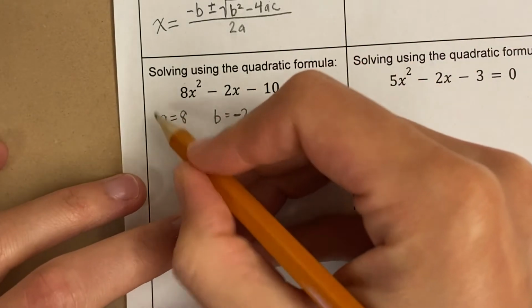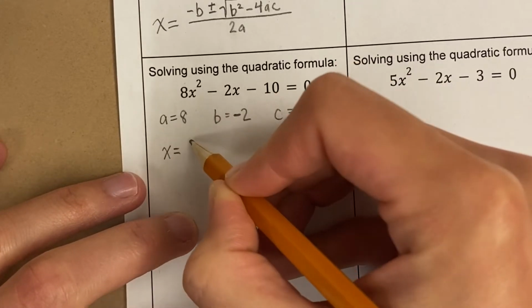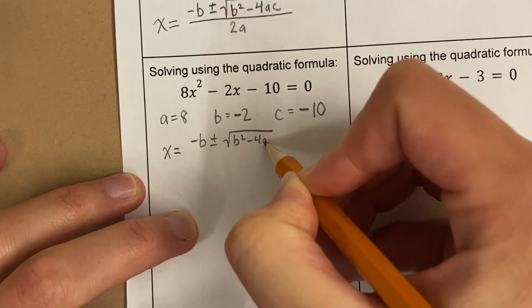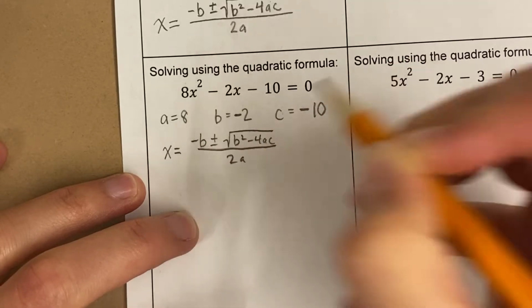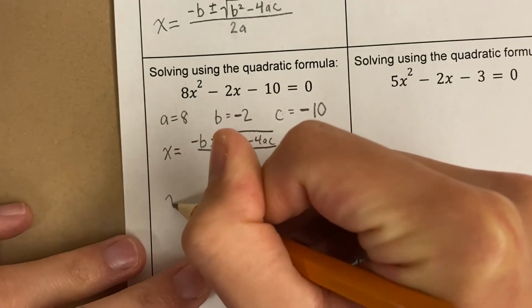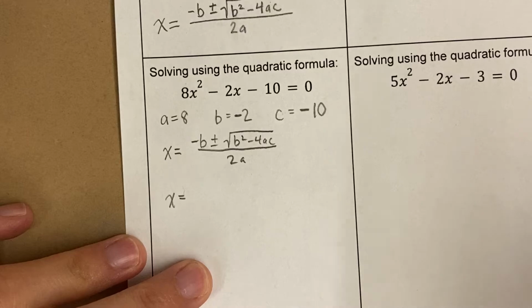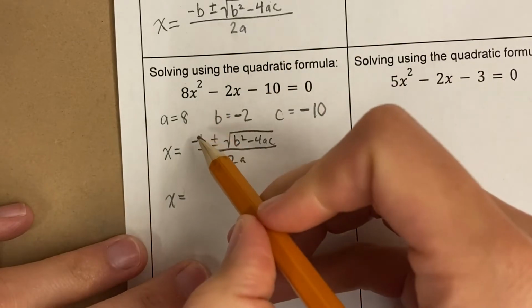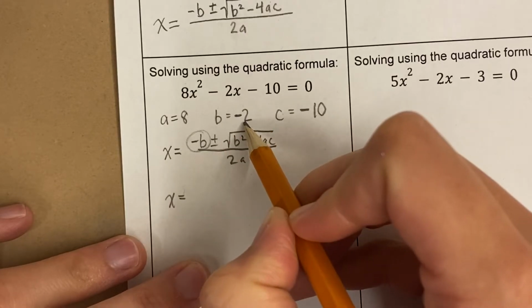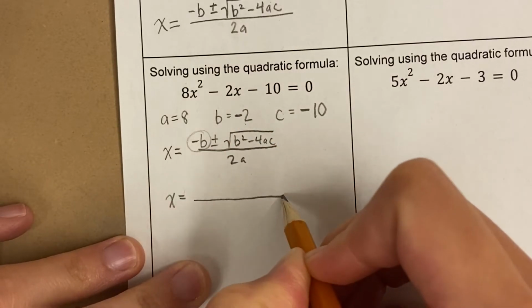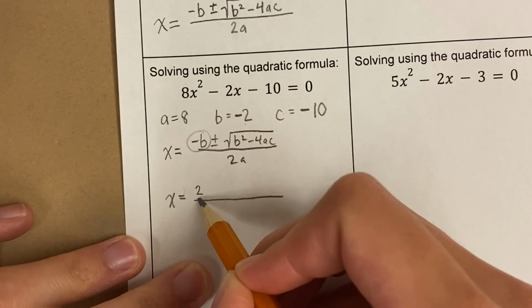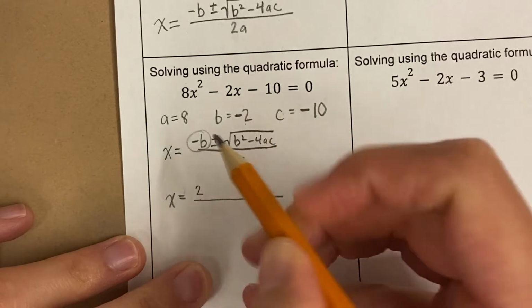Okay, next step, you're going to write the quadratic formula. Opposite of b, plus or minus square root of b squared minus 4ac, all over 2a. Okay, now you're going to plug in. Here we go. The first step is the one where people make the most mistakes. This is opposite of b. B is negative 2, so this is going to be positive 2. If b was positive, this would be negative. If b is negative, this is positive.